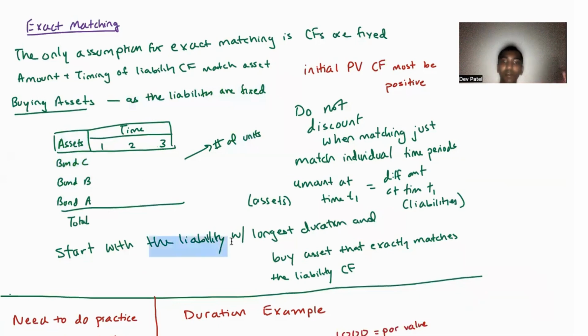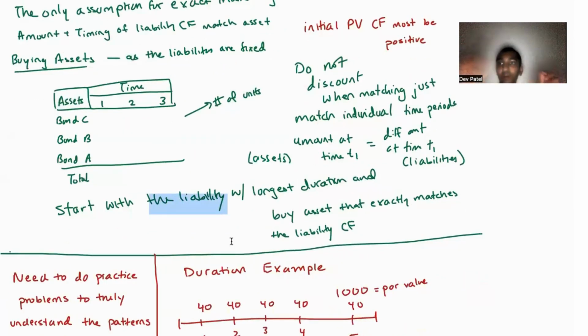So yeah, start with the liability with the longest duration, and then buy the asset that exactly matches that liability cash flow. So if you have a liability, let's say X, with the longest duration at time period 3, you want to buy the asset that first matches whatever the amount is at time period 3. So again, if you have to purchase X number of bonds, you do that to match that amount. If it's a bond, you have to make sure that the coupon payment plus the actual redemption amount equals the value of the liability.